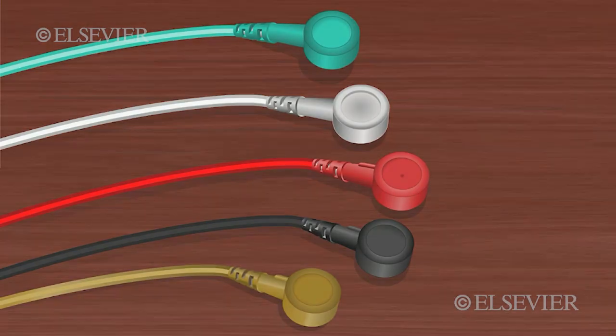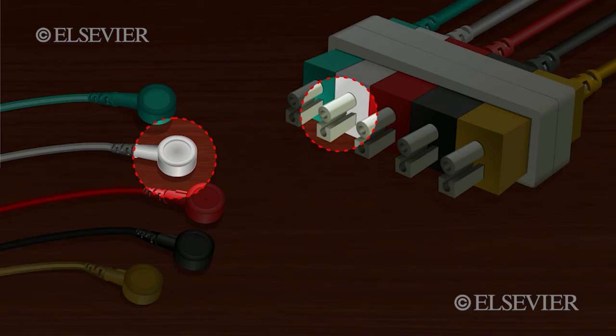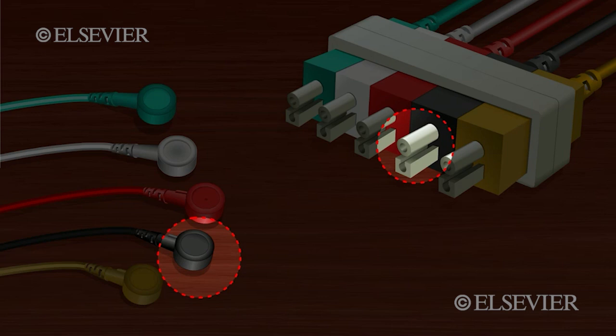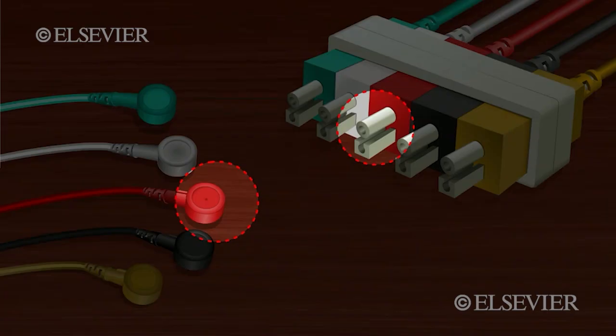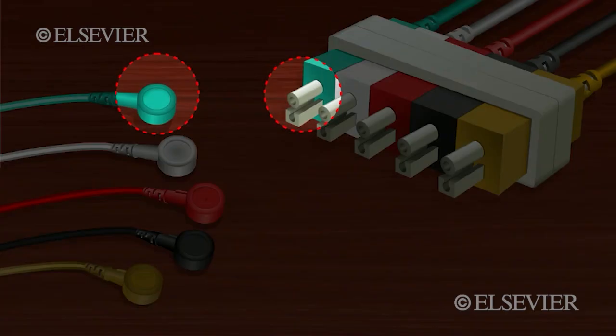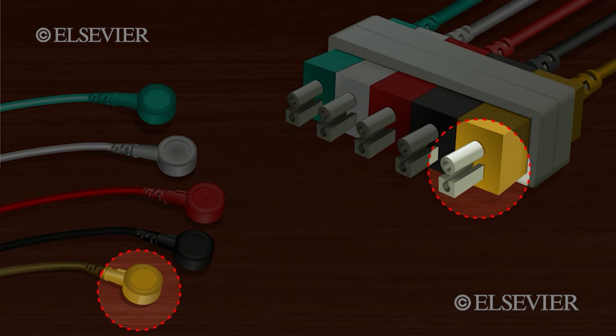5-lead system. The right arm wire plugs into the opening marked RA, usually white. The left arm wire plugs into the opening marked LA, usually black. The left leg wire plugs into the opening marked LL, usually red. The right leg wire plugs into the opening marked RL, usually green. The chest wire plugs into the opening marked C or V, usually brown.